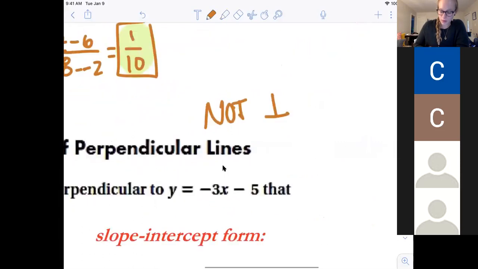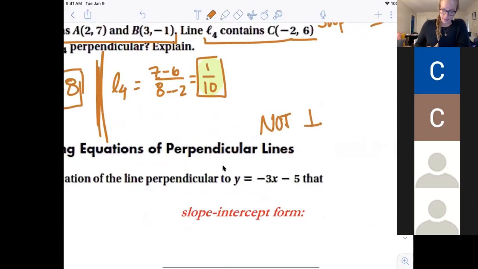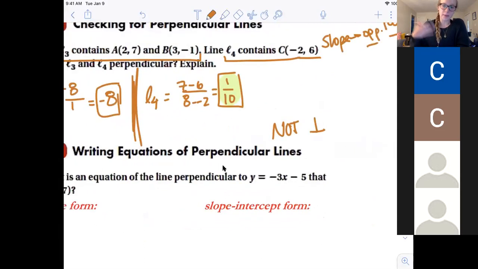Remember, the symbol for perpendicular is that upside down capital T. I'm going to be using it a little bit more now that we've talked about it a couple times. So know that that's what I mean when I say that.